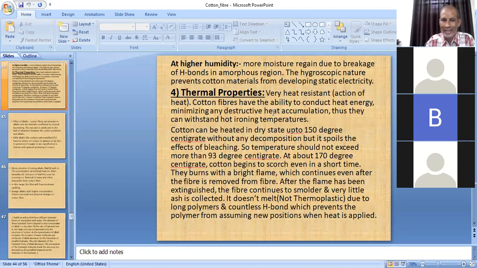So the temperature should not exceed 93 degrees centigrade. The ideal temperature which it can withstand is 93 degrees centigrade. After that, small decomposition starts. And above 170 degrees centigrade, cotton begins to scorch. Burning starts even in a short time. It burns with a bright flame, continuing even after the fiber is removed from the flame. After the flame has been extinguished, the fiber continues to smolder and very little ash is collected.